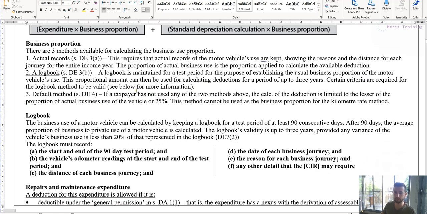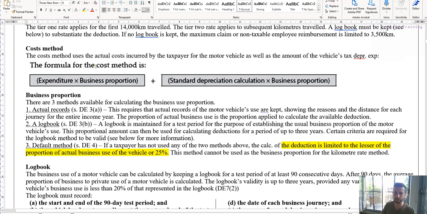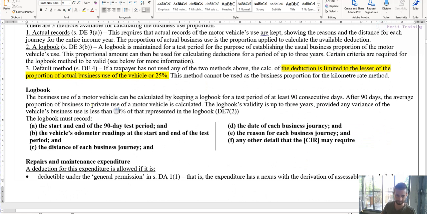And then finally is the default method. So if you get to the end of the year and you realize you haven't kept a logbook and you don't have your records for the rest of the year, you can just do the default method, which is basically that the deduction is limited to the lesser of the proportion of the actual business use, or 25%. So if you're not sure what your business percentage is, you just get 25%. So it's all your costs times 25% plus your depreciation times 25%, and it's the lesser of the two. Most people aren't going to say that they've traveled less than 25% unless they're really honest people, so most people just do 25% in this situation.